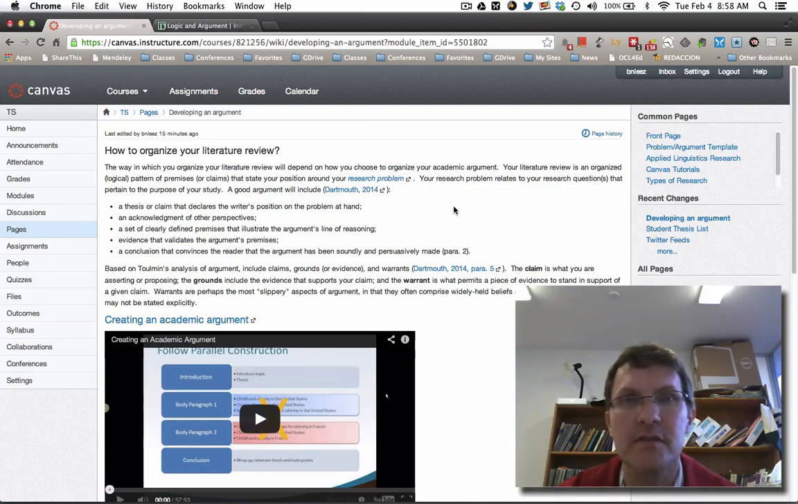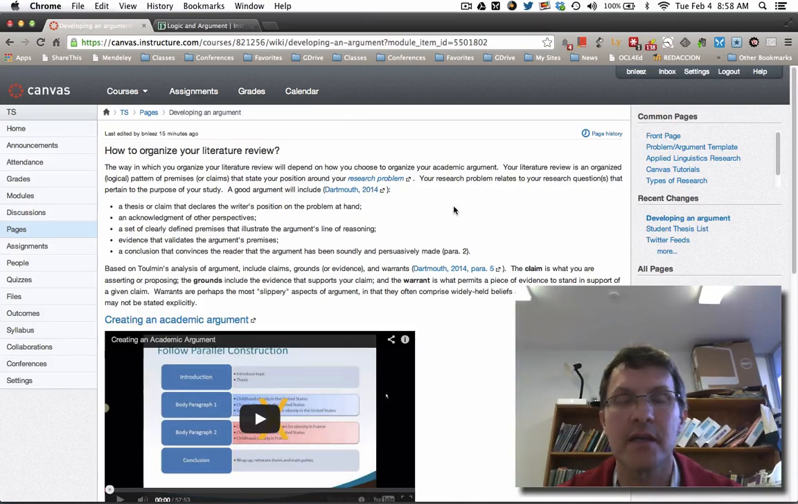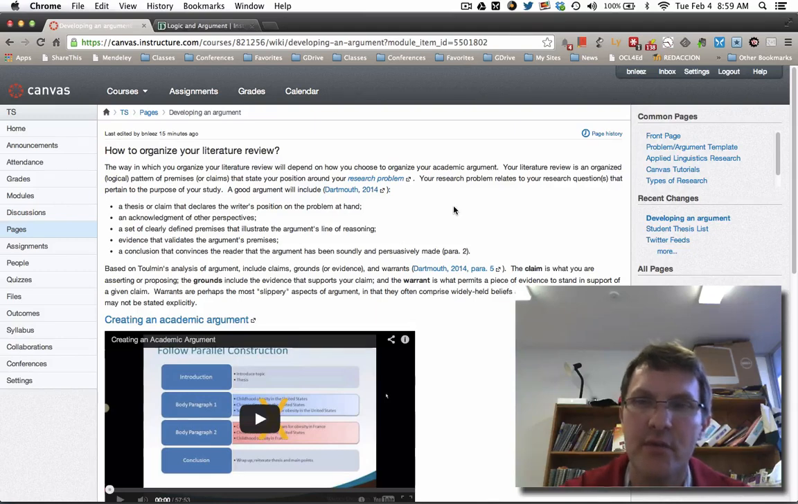The first way that you can organize your claims is what's referred to as a side-by-side logical pattern. And this is simply organizing a series of different reasons or claims that lead to one other claim. So in this pattern, think of a series of different reasons that link to a single conclusion.